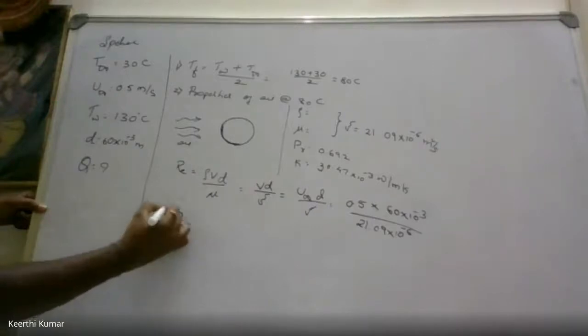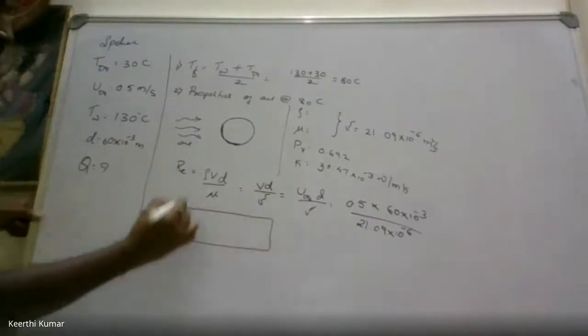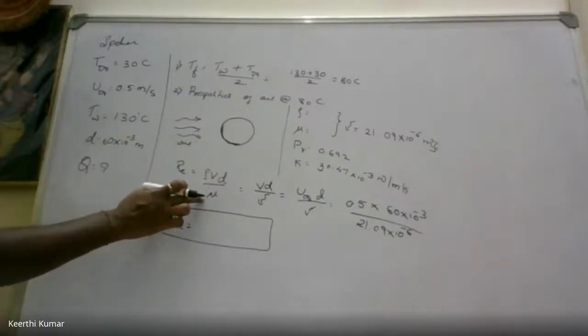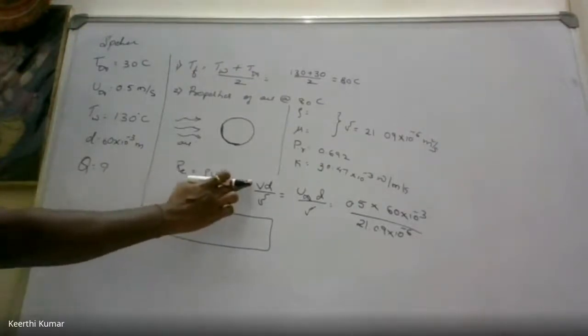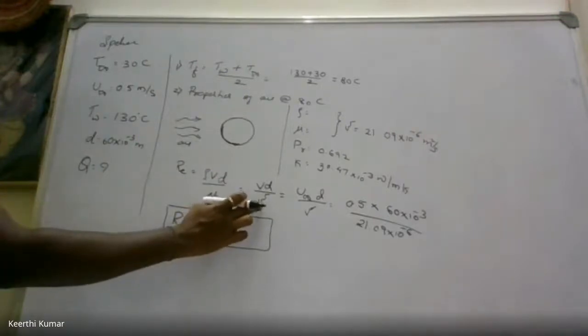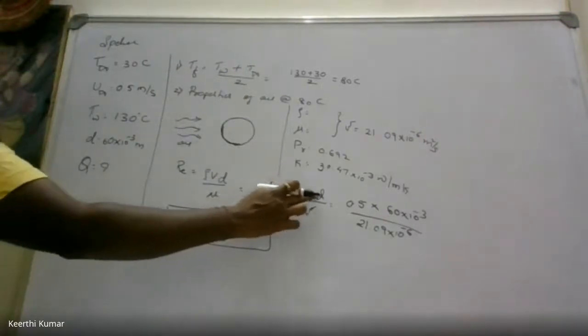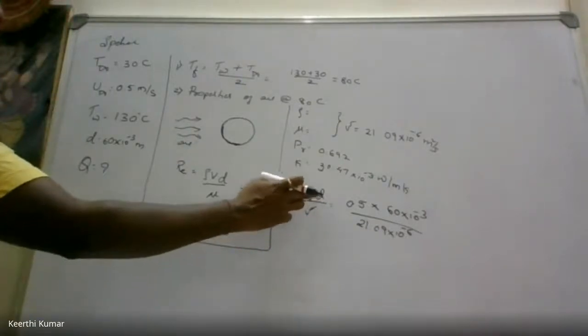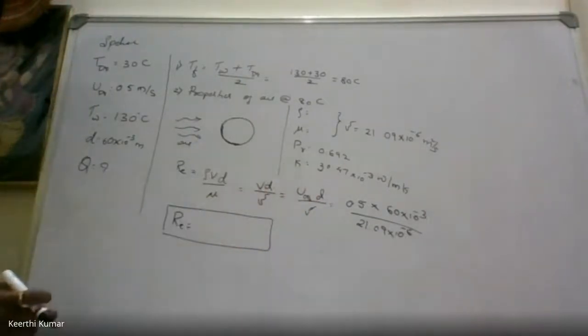Try to get the Reynolds number. For all the problems in the previous case also, rho V L by mu, instead of this, you can also write V L by nu, kinematic viscosity. That is U infinity L by nu if it is a plane. If it is a sphere, it will become D. If it is a cylinder, then also it will become D. Clear?